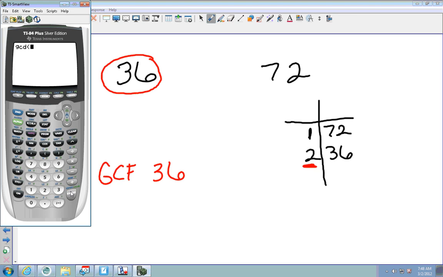And press enter. Now we're going to put 36. That's not a dot, it's a comma. And 72. And the other side of the parentheses. Comma. Make sure it's a comma. Now press enter. It gives you your GCF.